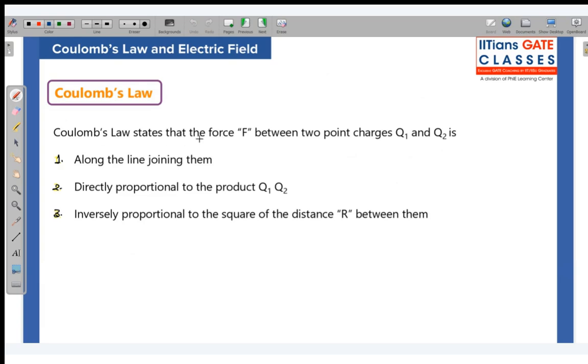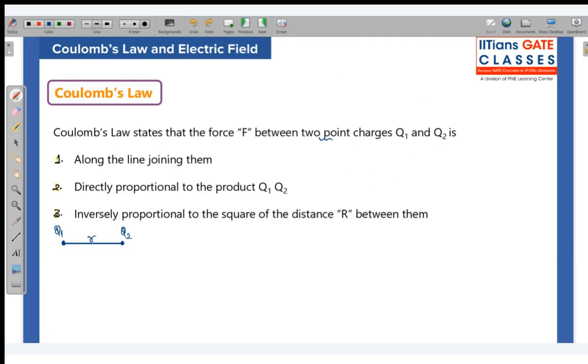Coulomb's law states that the force F between two point charges Q1 and Q2 is along the line joining them, directly proportional to the product of the charges and inversely proportional to the square of the distance. So if there are two charges Q1 and Q2 and the distance between them is R, then these should be point charges.